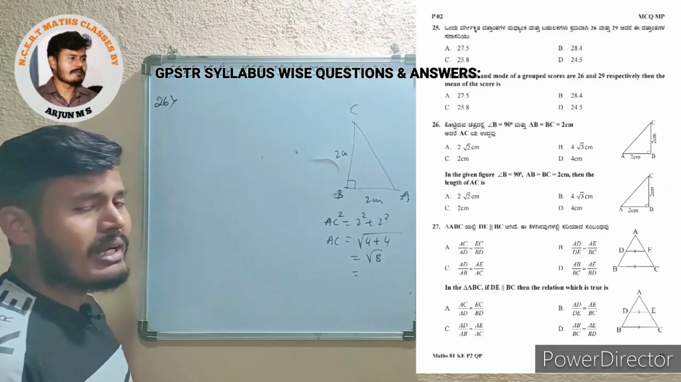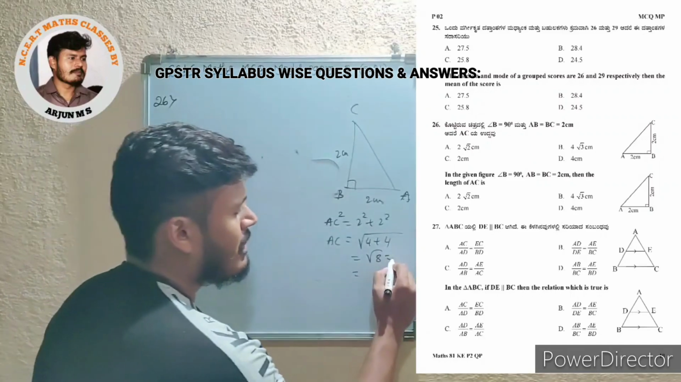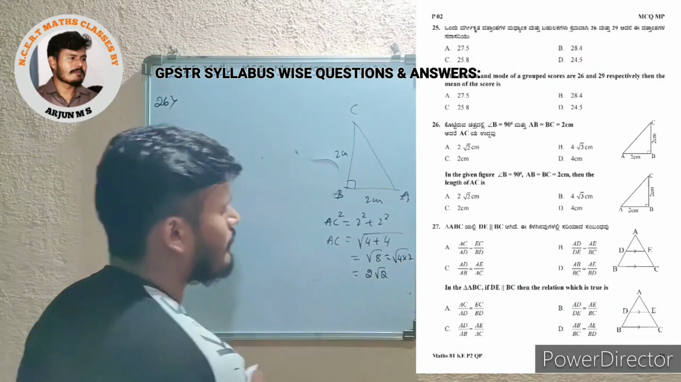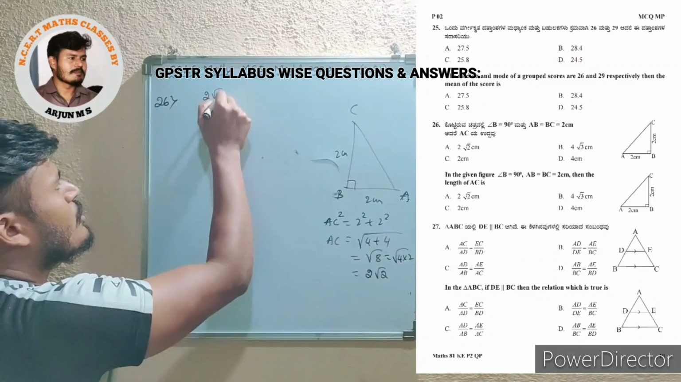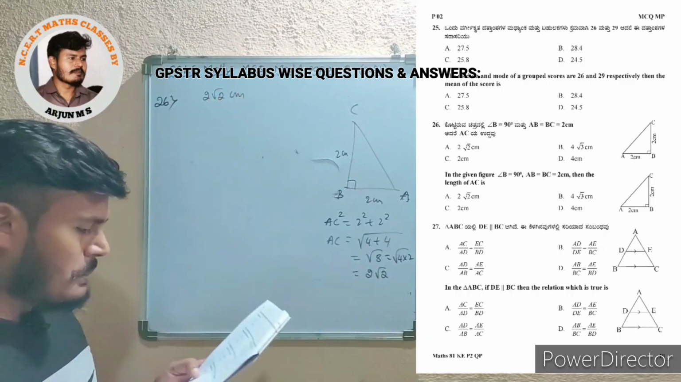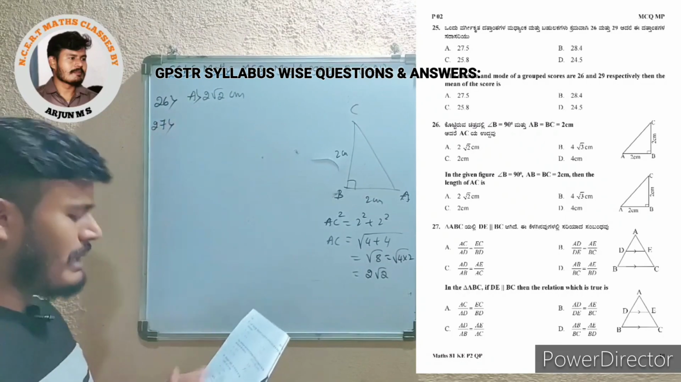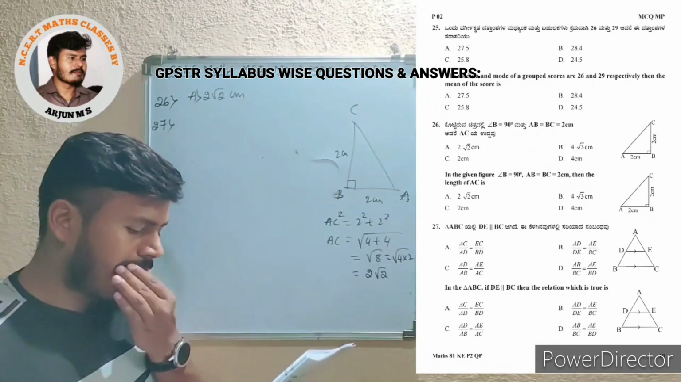Then root 8 is not a perfect square. It can be written as root of 4 into 2. 4 is a perfect square, so we get 2 root 2. So then the answer is 2 root 2 centimeter. Here option A is correct, 2 root 2 centimeter. Let us move to the 27th question.